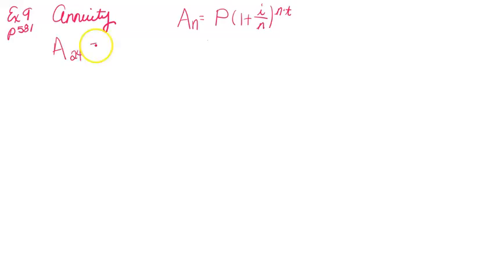So the first thing I'm going to do is find out how much my first payment will be worth at the end of 24 months. So I put $50 in, and then I have 1 plus my interest rate we said was 6%.